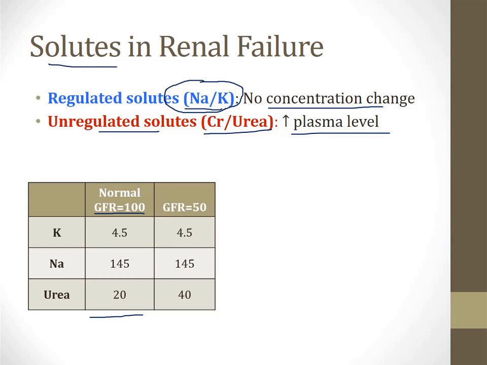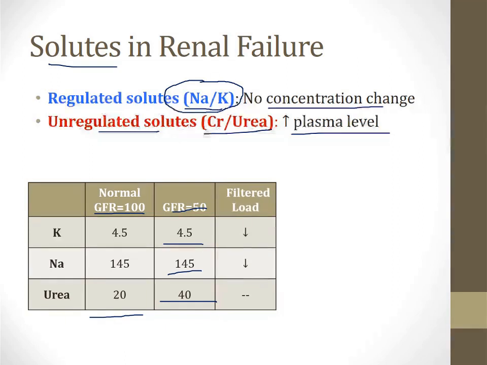Now let's imagine that patient develops some type of insult and the GFR falls by half to a level of 50. Well, that patient will still have a normal plasma level of potassium and sodium because these are regulated solutes and the body does not allow them to rise in the setting of a fall in GFR. Urea, however, is unregulated, so its level will rise in the plasma when the GFR falls. This has consequences in terms of the filtered load.